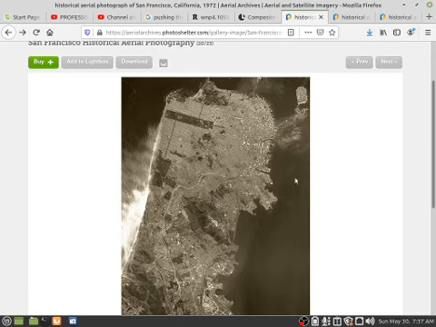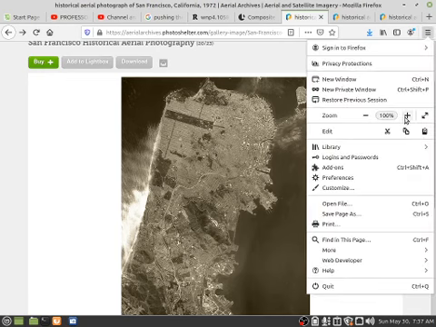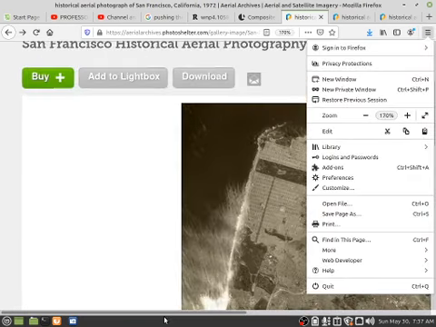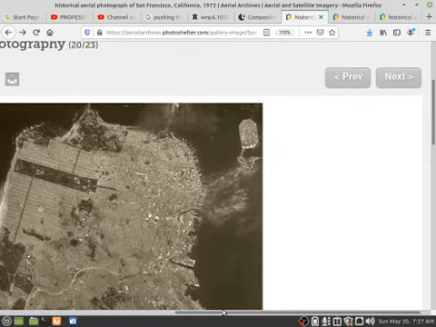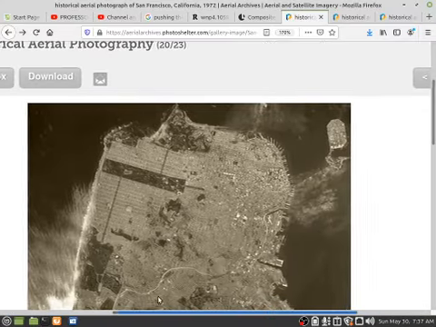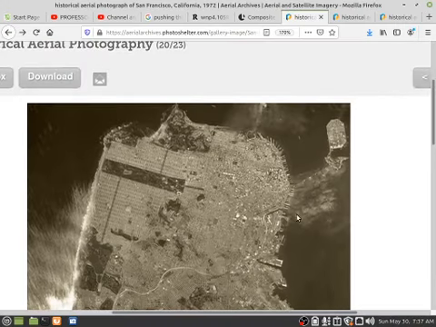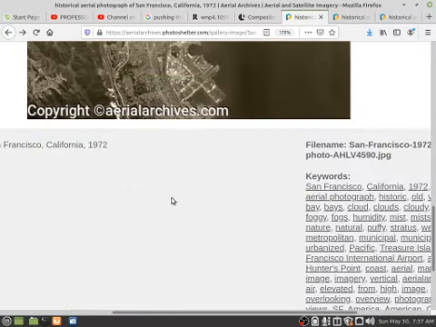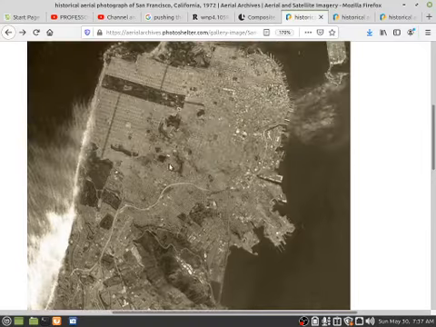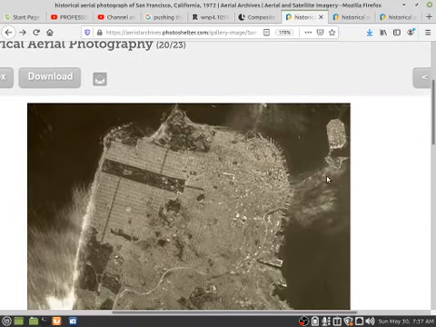Okay, so, wow. So this is an aerial photograph of San Francisco from 1972. And, wow, 1972. And so in this area right here, we're not seeing any sand.